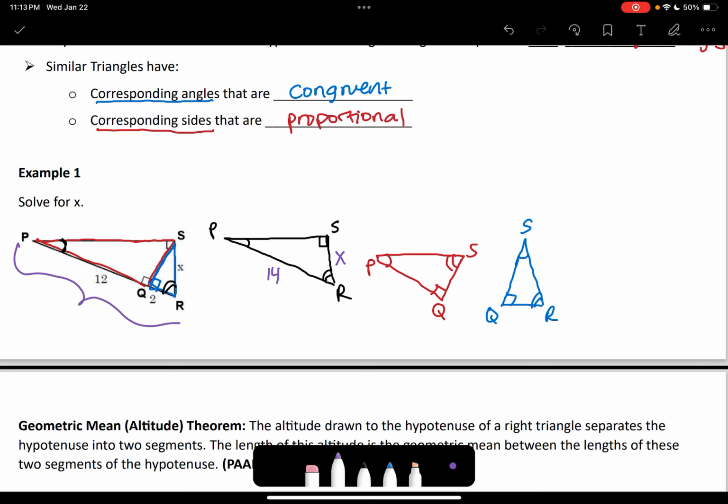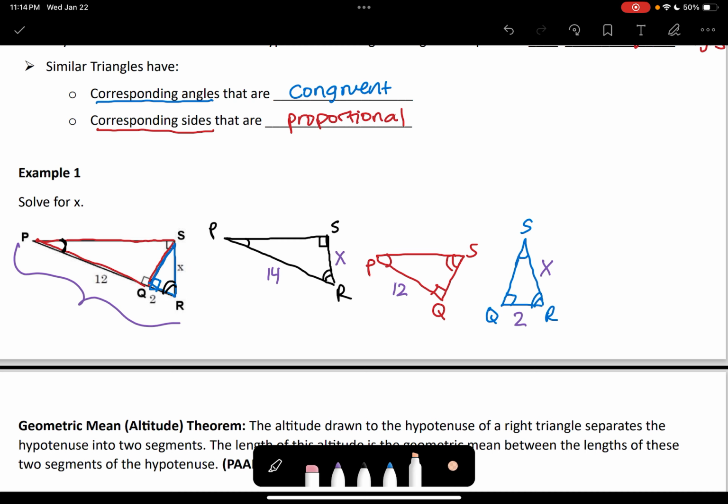Moving on to the red triangle. In the red triangle, what we currently know is that PQ is 12. I don't see that any other side has been labeled or that we have enough information to find any other side in the red triangle. So we move on to the blue one. The blue one has this bottom side QR labeled as 2 and the hypotenuse labeled as X, right?